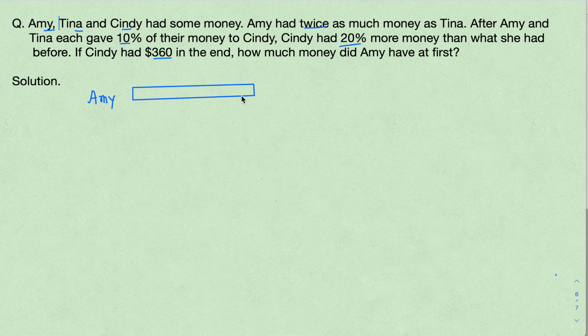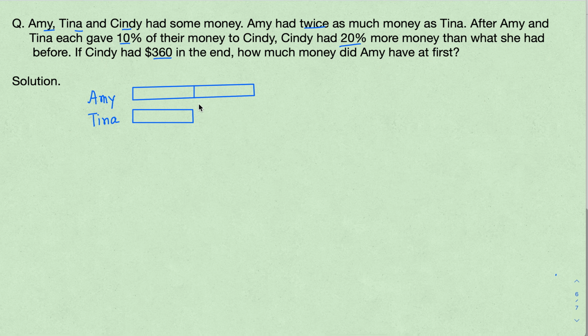If this is the amount for Emmy, let's roughly divide it into two equal parts so that we can make Tina's amount of money just half of Emmy. So this is for Tina. Okay, so you can see here that it's almost half of Emmy. Yeah, so it is half of Emmy, right? Because Emmy is having twice as much money as Tina.